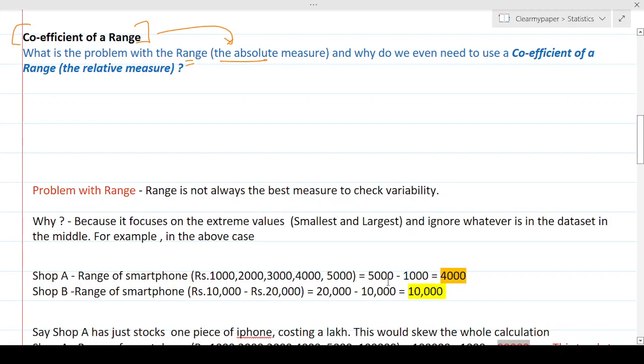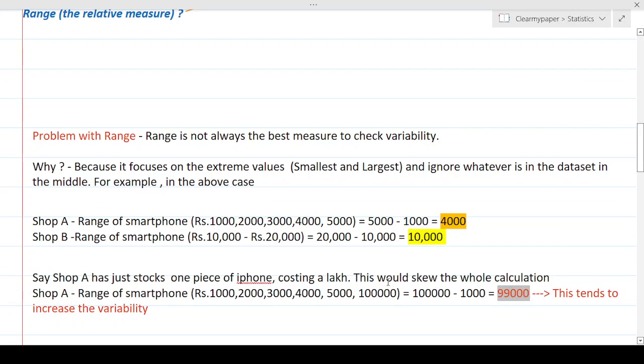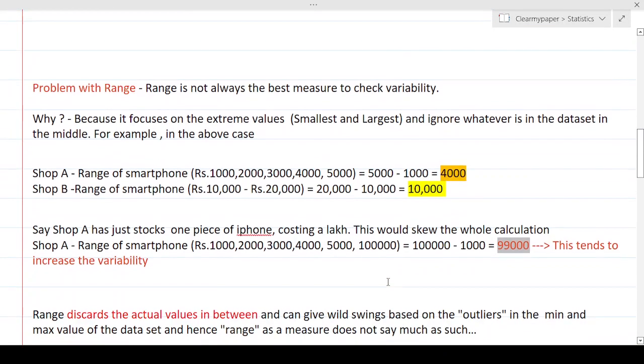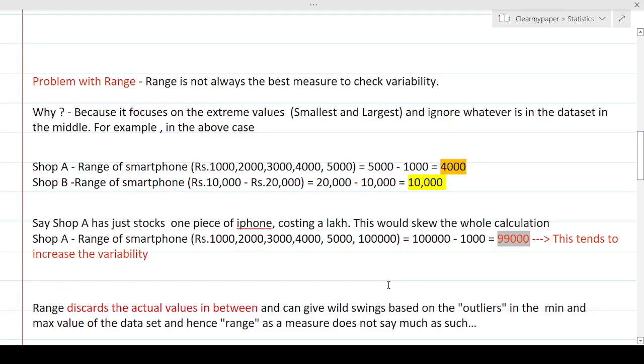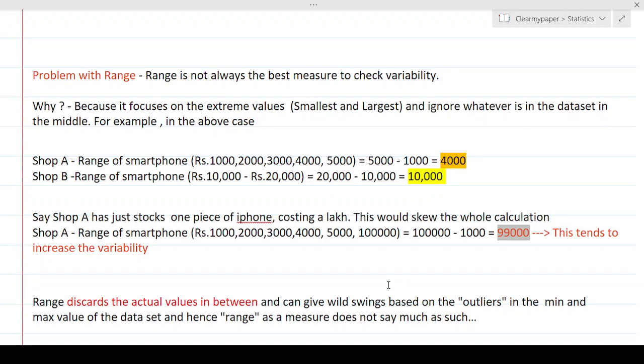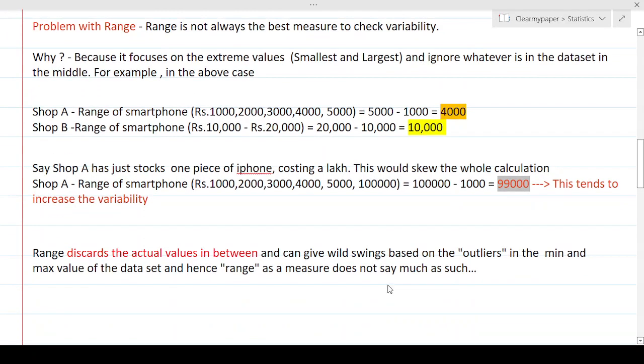If you talk about the range, in the previous episode you could recall that I was taking the example of smartphone shopping on Amazon. So let's try to just rework that problem. Assume that there are two shops, shop A and shop B, both stocking smartphones. In shop A, the range of smartphones in terms of cost is between 1,000 and 5,000. And for shop B, the range of smartphones is slightly more expensive. It starts from 10,000 and goes up to 20,000.